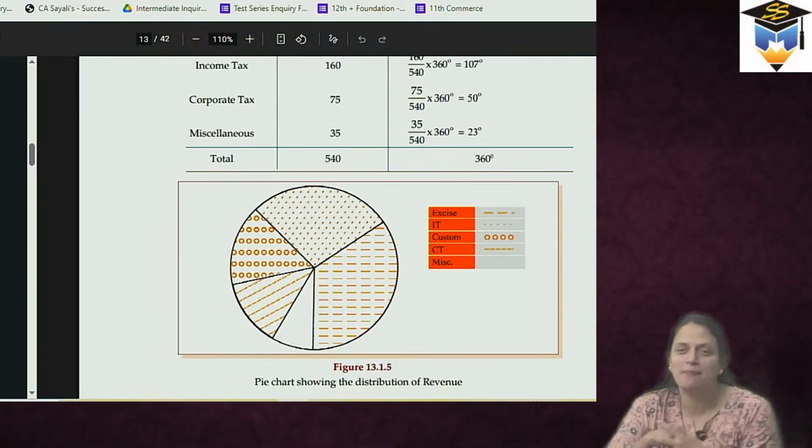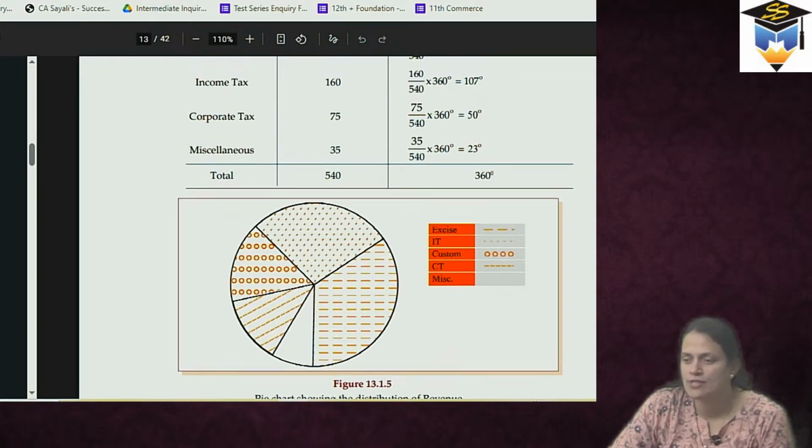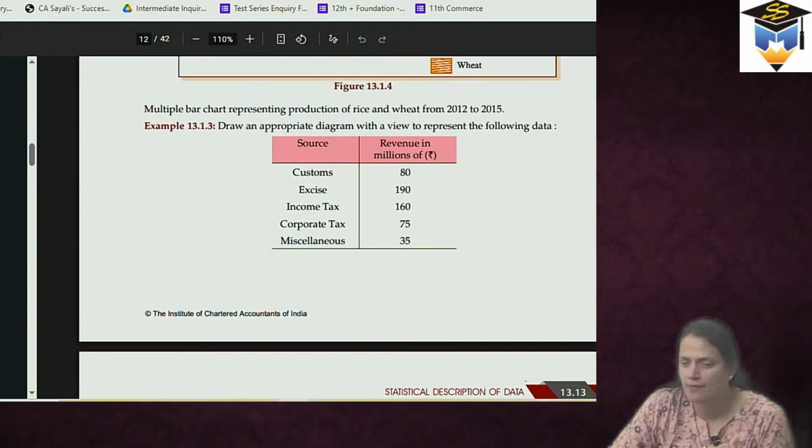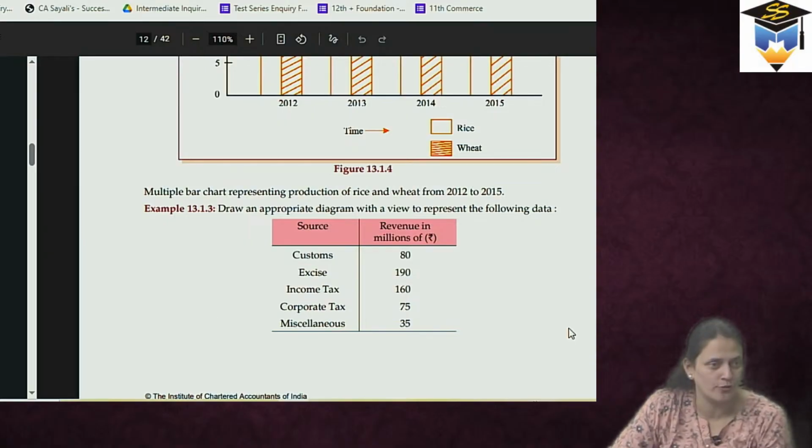Now, do you remember this pie graph, pie chart? हमें पता है सबको that a circle is 360 degrees. Okay. Now suppose यहाँ पे हमें pie chart निकालना है for this type of data, that is customs revenue, excise revenue, income tax, corporate tax, and miscellaneous revenue is given to you. All right.